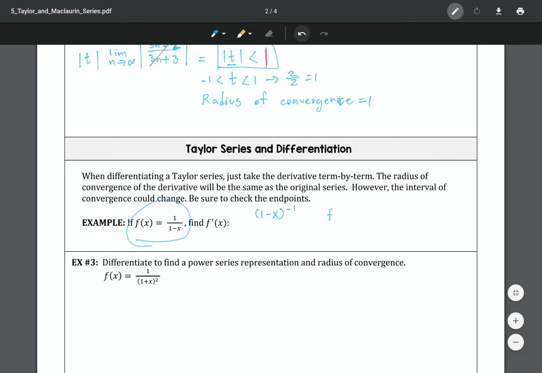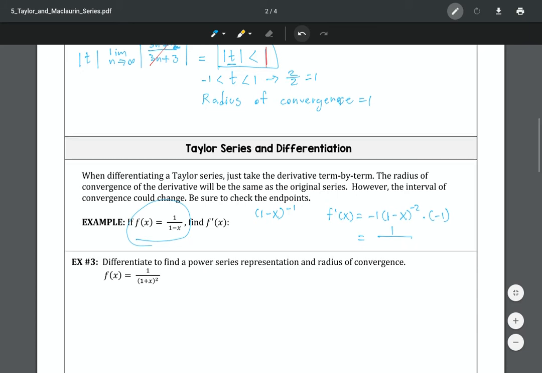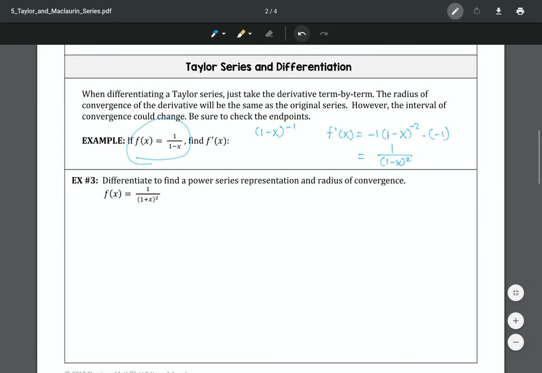If I were to take the derivative, I would bring the -1 down, 1 minus x, subtract 1 from the power, and then multiply times the derivative of the inside, which is -1. So long story short, this would give me something like this: 1 over 1 minus x squared. Okay? So now, let me switch gears here. Again, this right here is our good old friendly power series that we know and love.